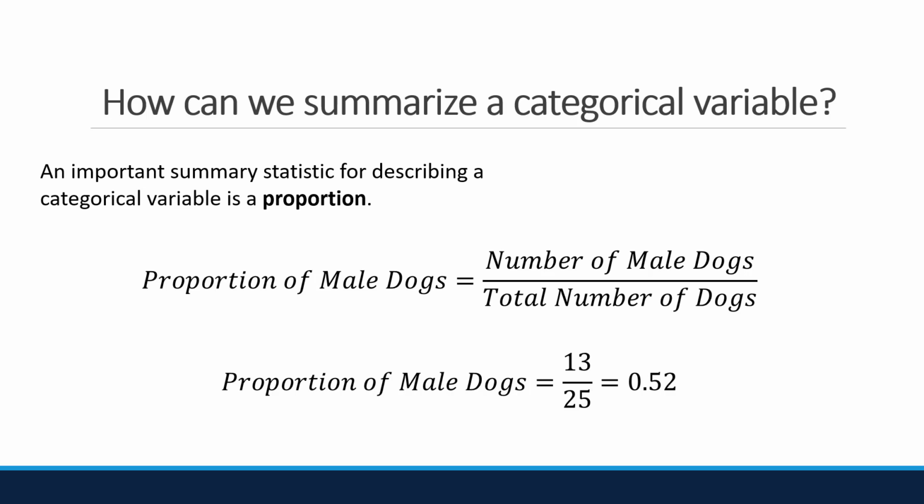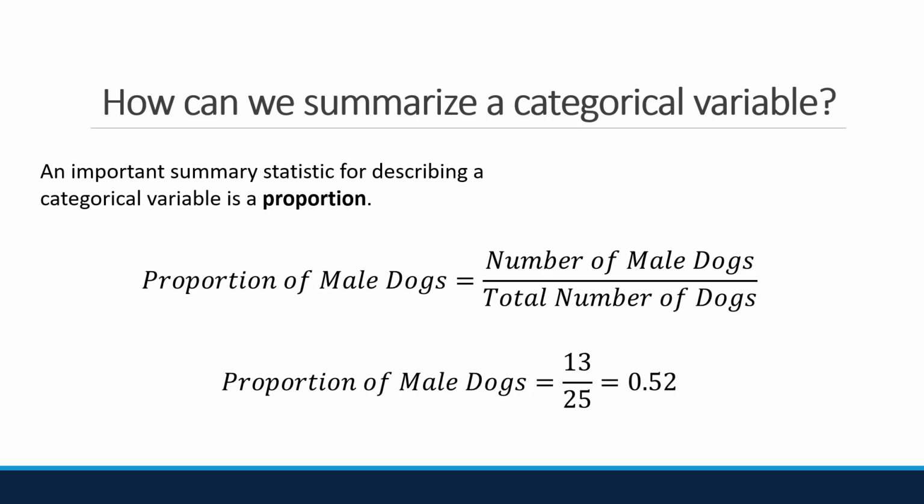Example, looking at the dog data on page 1, we can summarize the categorical variable sex by looking at the proportion of dogs that are male. Notice that the proportion of male dogs is equal to the number of male dogs divided by the total number of dogs. Here, the two options are male or not male. So the proportion of male dogs for this data set is equal to 0.52.